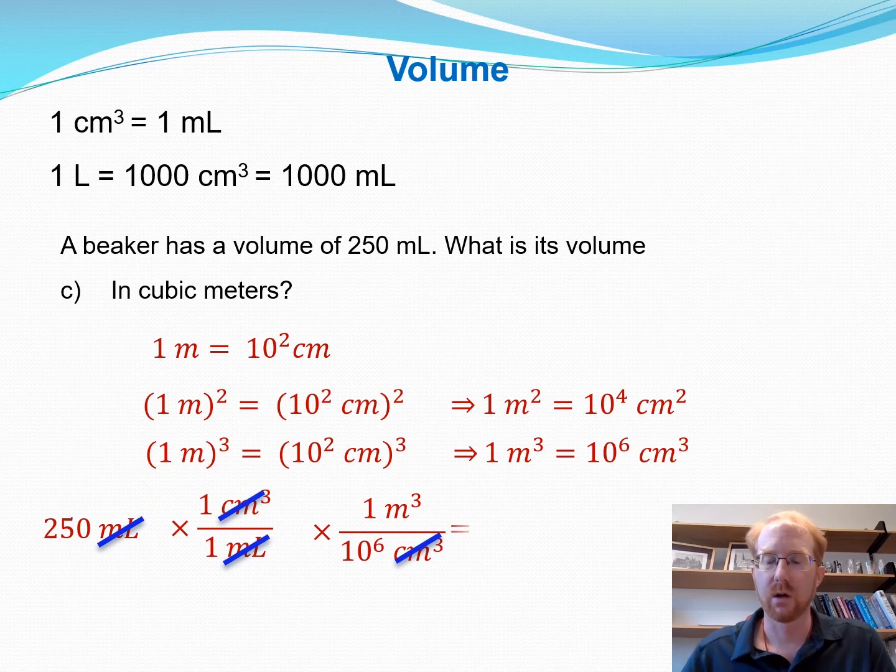And I do that math. I get 250 times 10 to the minus 6 cubic meters. The correct way in terms of scientific notation would be 2.5 times 10 to the minus 4 cubic meters. Those would be the exact same answer.